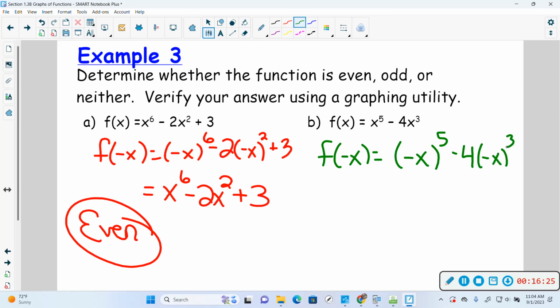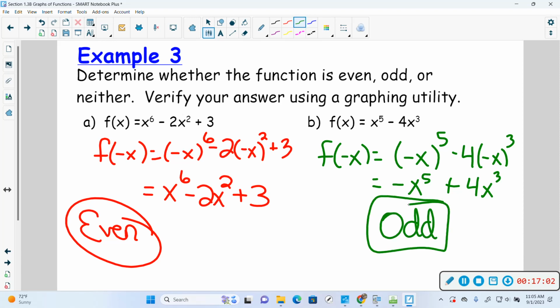We're going to be super conscientious of the signs and we're going to simplify. Five negatives makes a negative. Three negatives makes a negative, but you have the negative in front, so the overall sign is going to be a positive. So we do not have the exact same original. We've got opposite. Positive to negative, negative to positive. When you have the opposite, odd. Got it. Okay. So this is one you could rotate it 180 degrees, and the graph will be the original you started with.